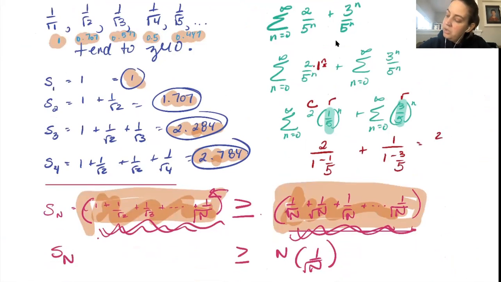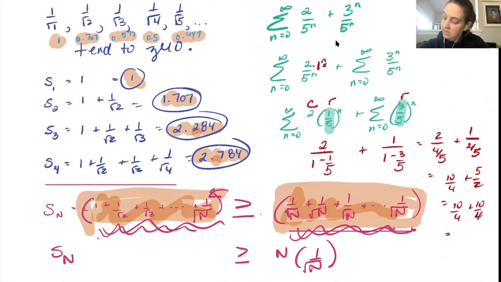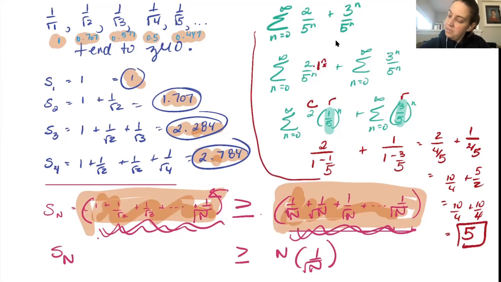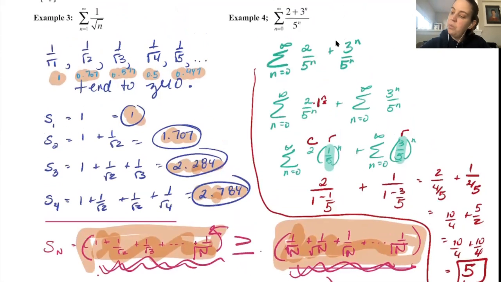So this would be 2 over 4/5 plus 1 over 2/5. This would be 10/4 plus 5/2. 10/4 plus 10/4. 20/4, which is 5. So the sum of that geometric series is 5. So when you add up all of those terms all the way to infinity, you get 5.